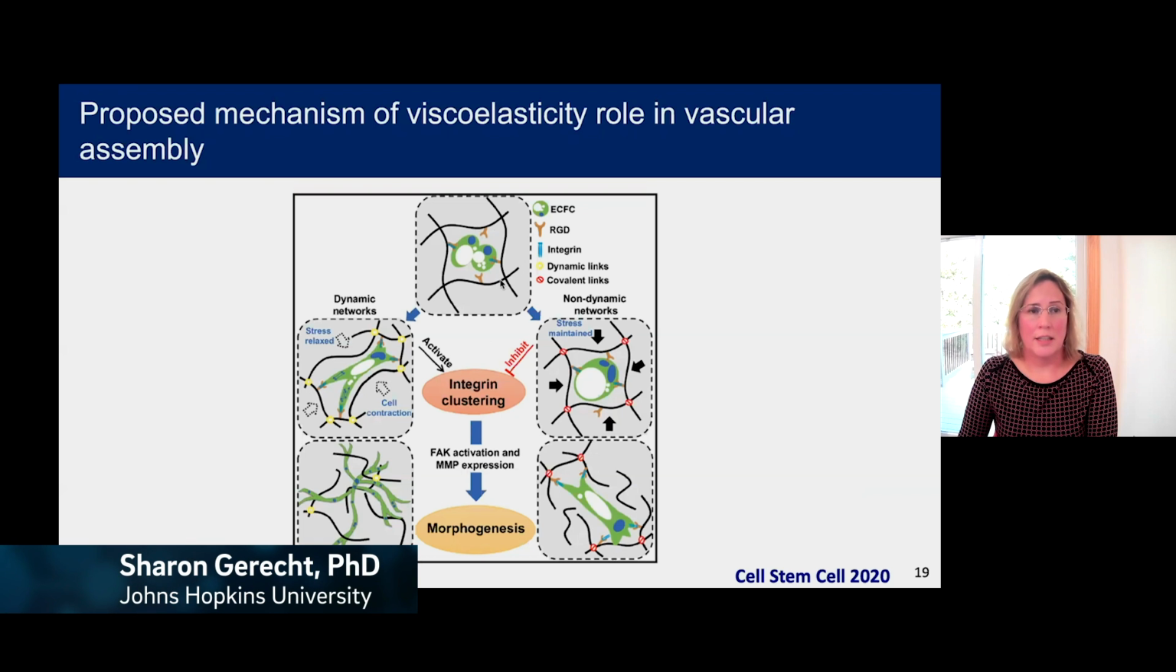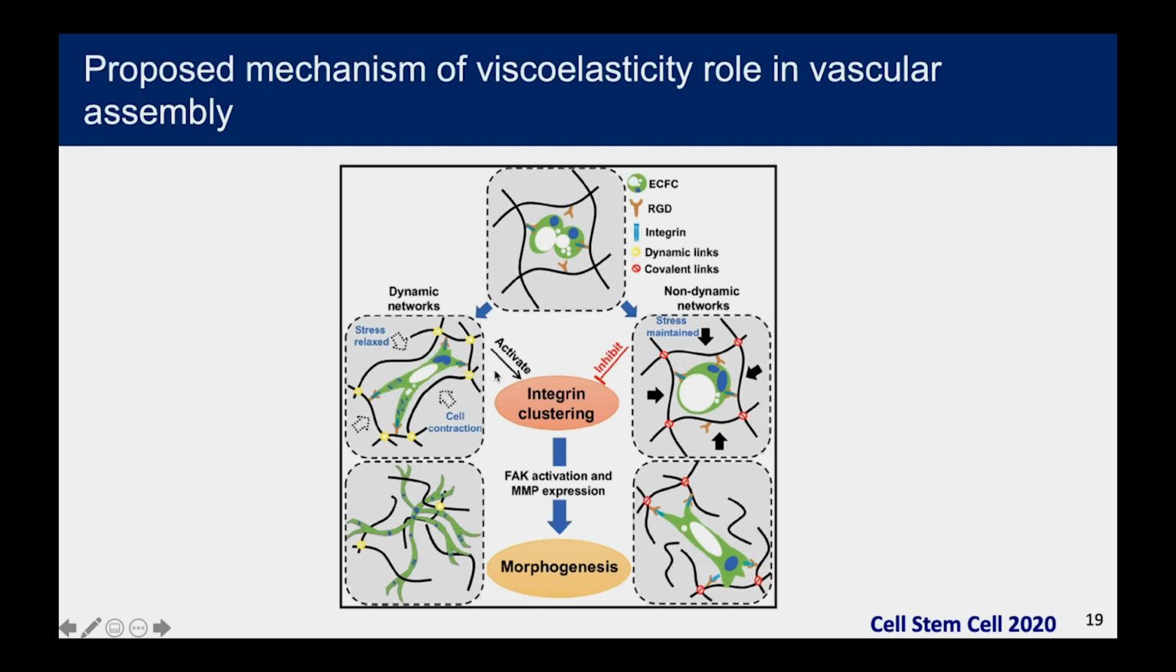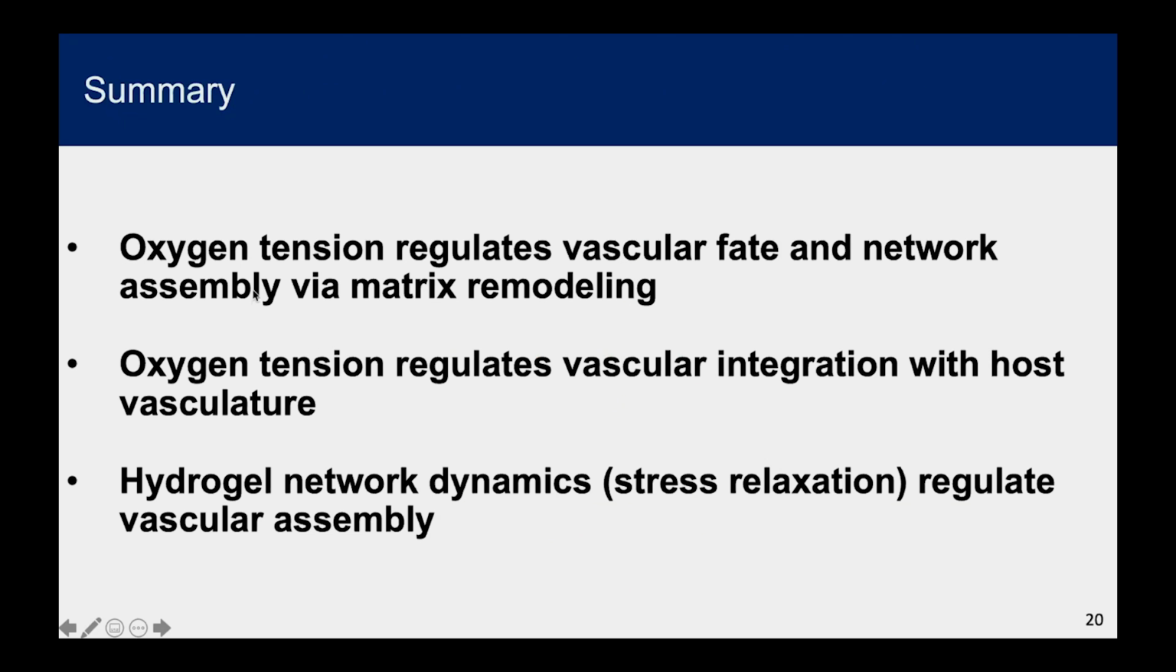We concluded that the dynamic networks allow the cells to contract, and this activates integrin clustering, followed by focal adhesion activation, MMP expression, and also extracellular matrix deposition, and all of that allows morphogenesis to happen. And with that, I'm going to finish. I'm just going to summarize that we found that oxygen tension regulates vascular fate using matrix remodeling, and it also regulates vascular integration with host vasculature, and that hydrogel networks dynamic of viscoelasticity regulate vascular assembly.